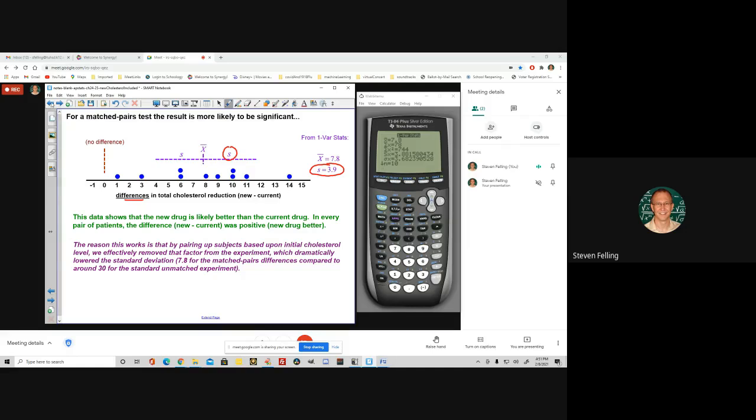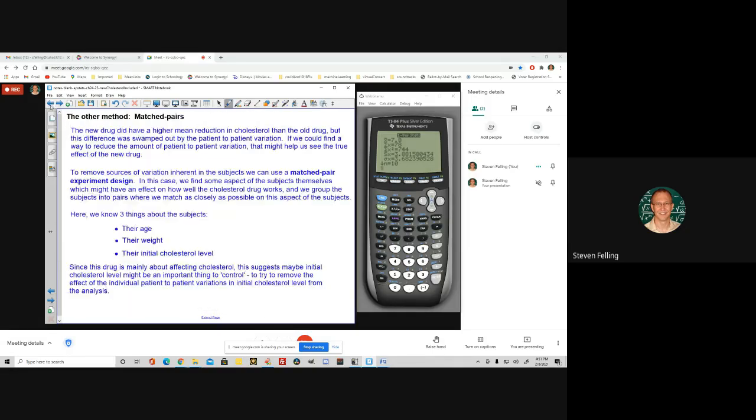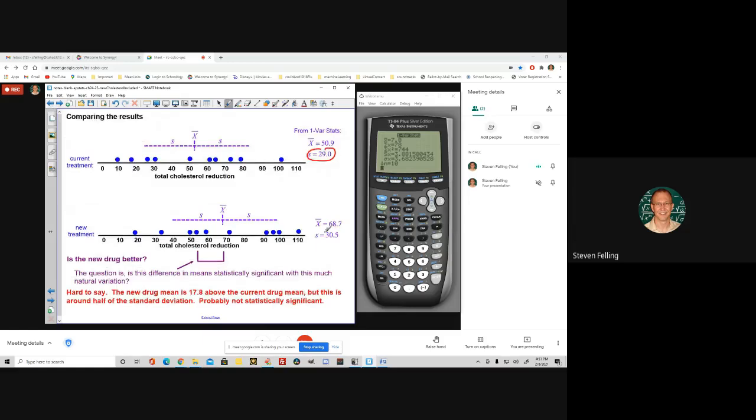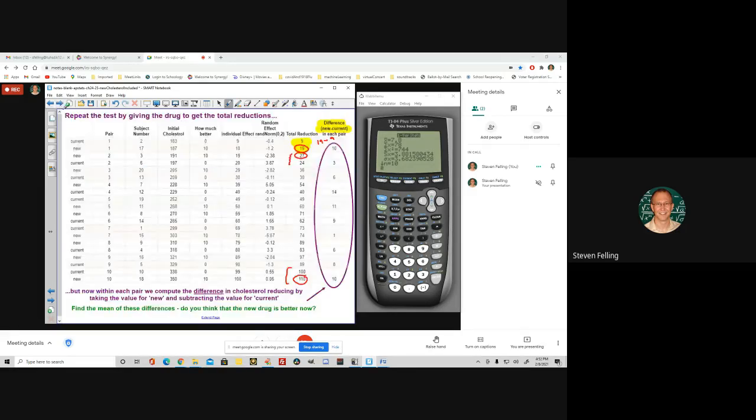When we did the standard deviation calculations back here, the standard deviation was really high, up around 30. So this was still a difference in the mean of over 17, but it was hard to see that as statistically significant when we had a standard deviation that was 30. That was like 2 to 3 times bigger than the difference we were seeing. But by doing this matched pair, we effectively removed the effect of this initial cholesterol. There's variation from patient to patient, and we effectively subtracted it out of the analysis by computing differences in pairs of people who were identical or close to identical in that one factor. So we've effectively eliminated that from affecting the result.